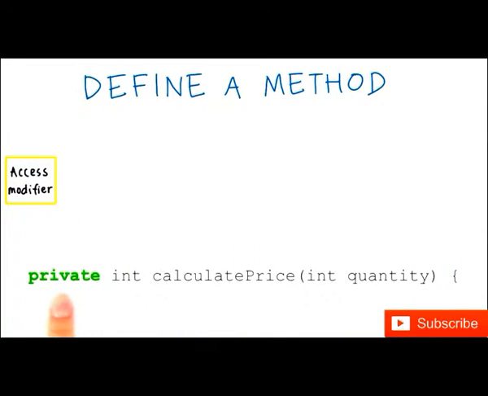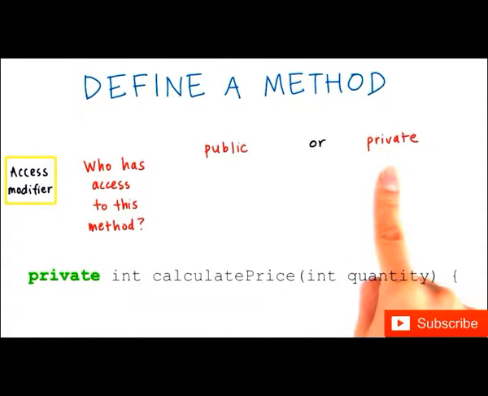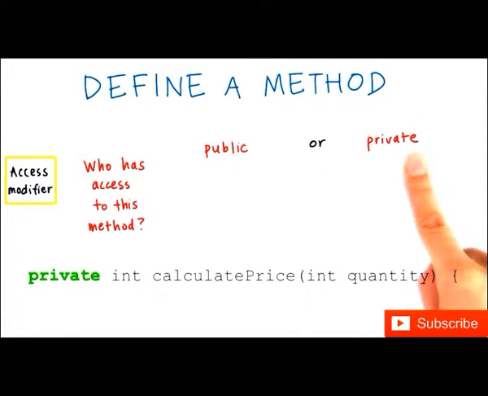The first part in this method signature is the word private. This is known as the Java access modifier. It determines who has access to this method calculate price. The most common access modifiers that you'll see are public or private. This method is marked as private. That means that calculate price can only be called within other methods of the main activity. Outside of the main activity, like in other activities, you won't be able to call this method. It's private to the main activity.